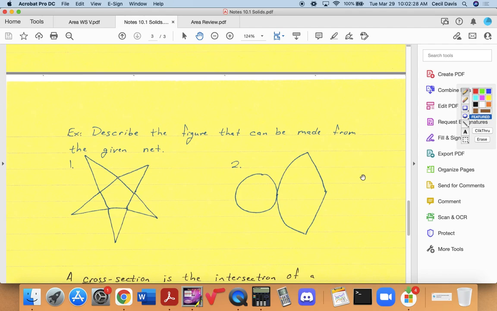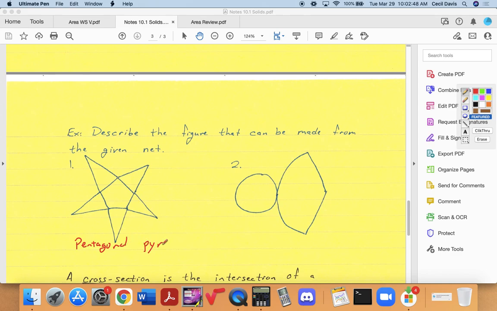So that would be a 5-sided pyramid. Exactly. That would be a five-sided pyramid, and what do we call a five-sided figure? A pentagon. So this is a pentagonal pyramid. If you were to cut this out and fold it up, what would it make?